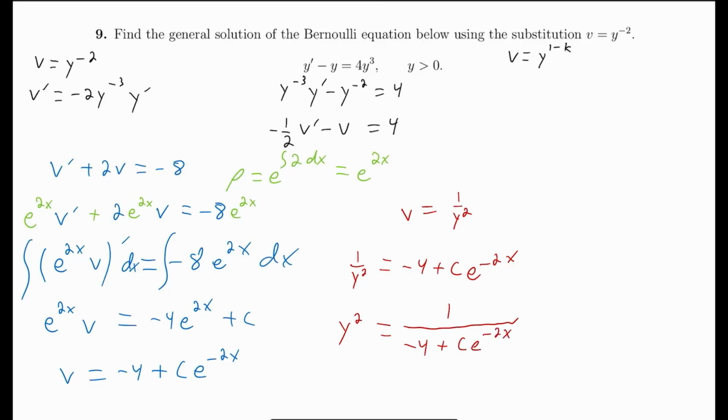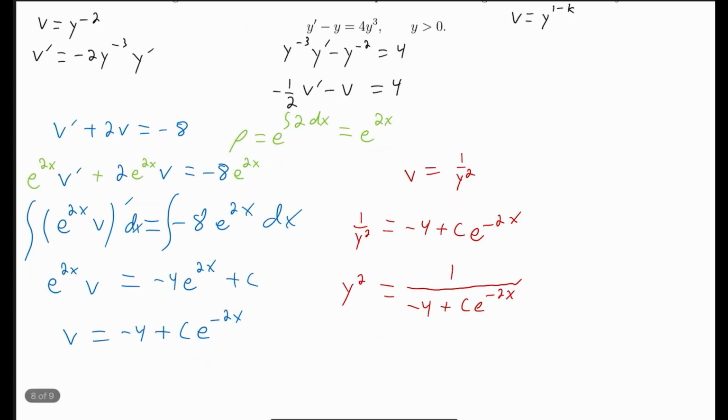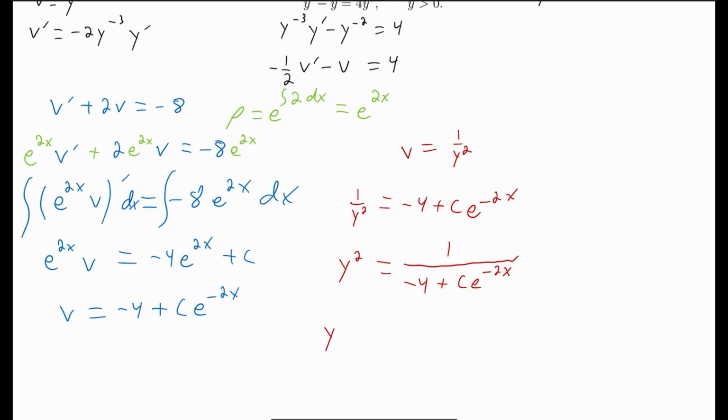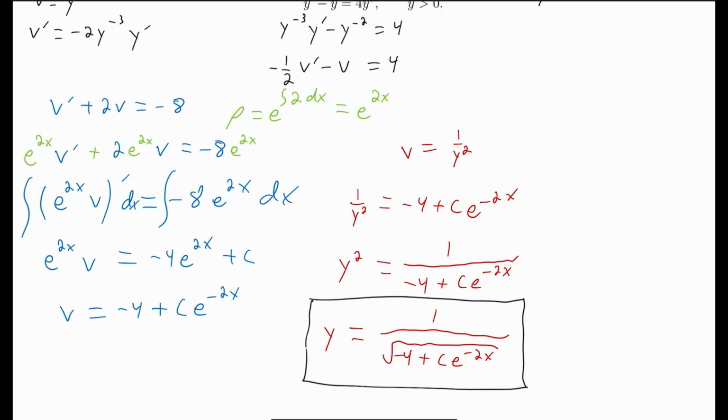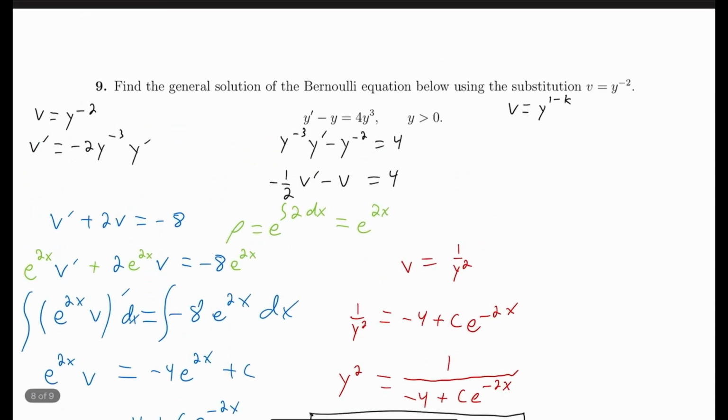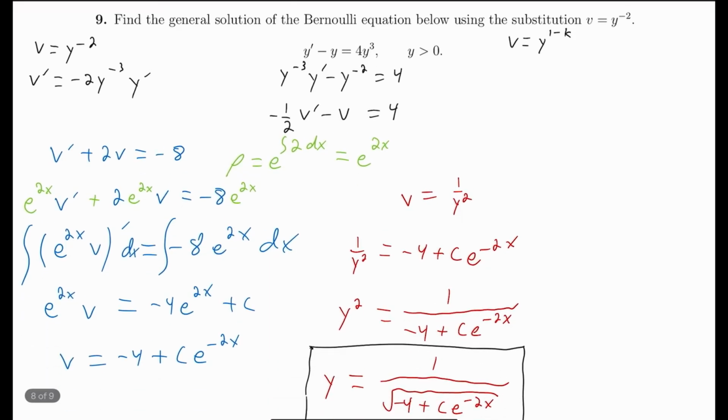And then we can take the square root of both sides because we know y is greater than 0. We're not going to have any square root issues there. So that will leave us with y is equal to 1 over the square root of negative 4 plus c e to the negative 2x. And we were just asked to find a general solution. We weren't given any sort of initial value, so that is our final solution for problem 9.